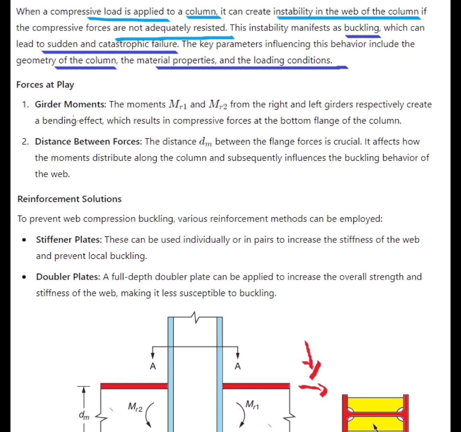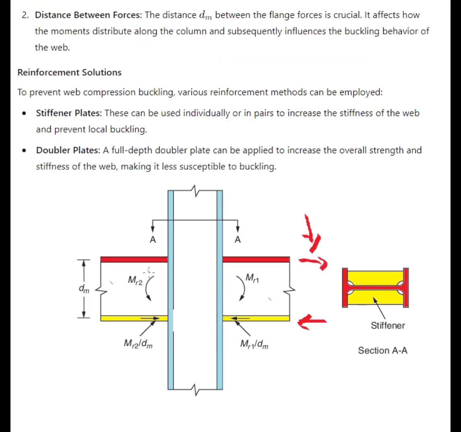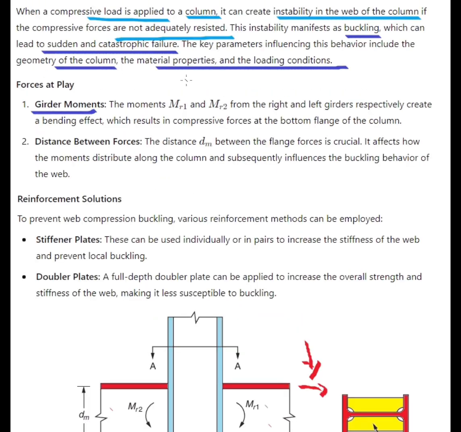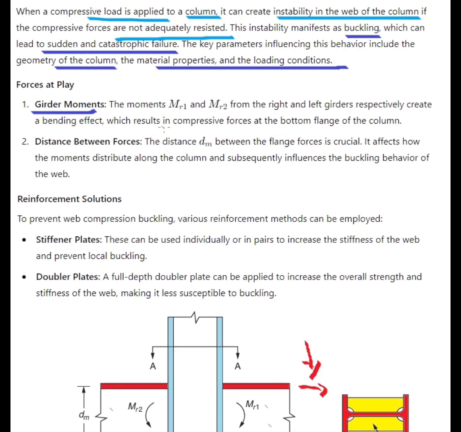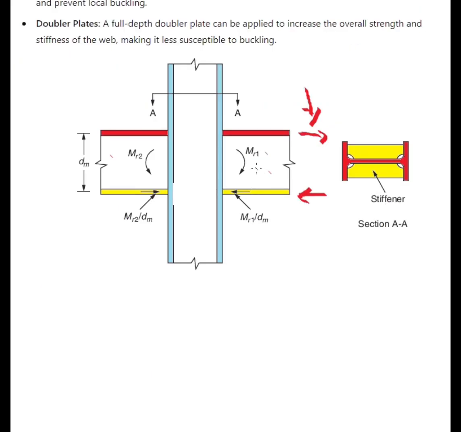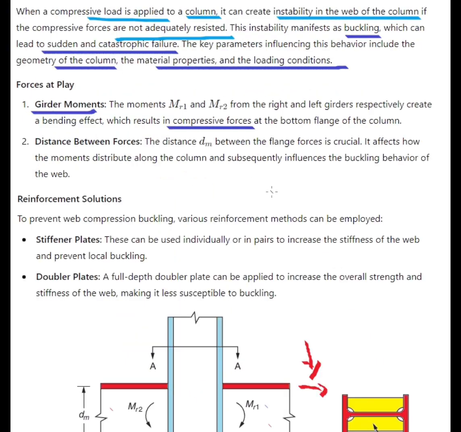Forces: what are the forces at play? If you see the girder moments, you can see the girder moments MR1 and MR2. These girder moments from the right and left girders respectively create a bending effect, which results in compressive force at the bottom flange of the column. Because of these moments, a bending effect is created. The bottom flange is under compression, which results in compressive forces at the bottom flange of the column.